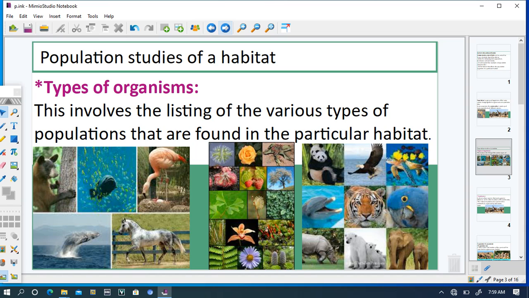Types of organisms involve the listing of the various types of population that are found in the particular habitat. Listing of these organisms helps to determine the relationship that exists between the various organisms in a particular habitat.